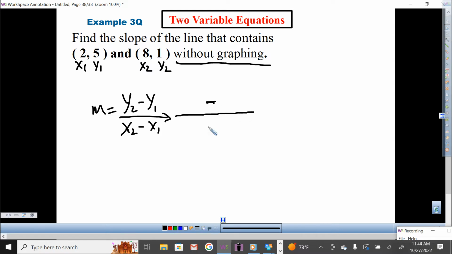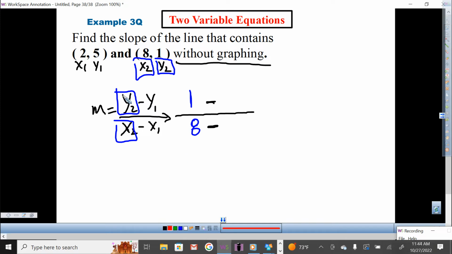Put the minuses first. I'm going to use blue for the second point, so I can start with the second point. What is y sub 2? Y sub 2, everyone. 1. Is that correct? What is x sub 2? X sub 2 is 8, which goes right there.